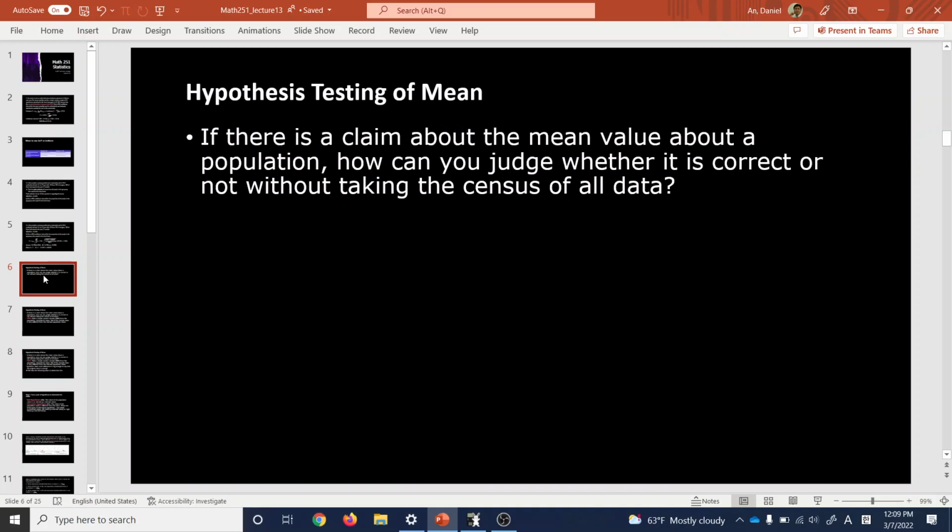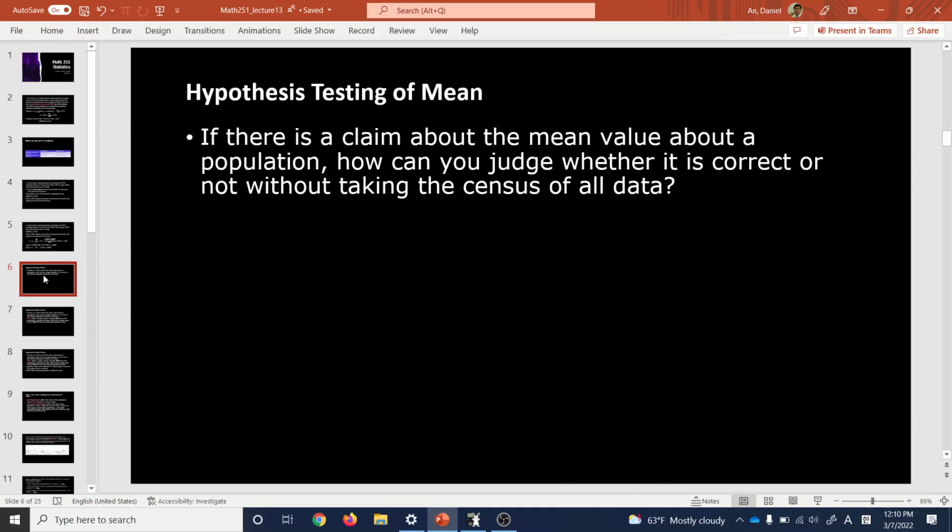So the problem is like the following. If there's a claim about the mean value about a population, how can you judge whether it is correct or not without taking the census of all data? Yes? Will hypothesis testing of a mean be on the quiz on Wednesday, or just estimating the population? Hypothesis testing is not on the quiz on Wednesday.